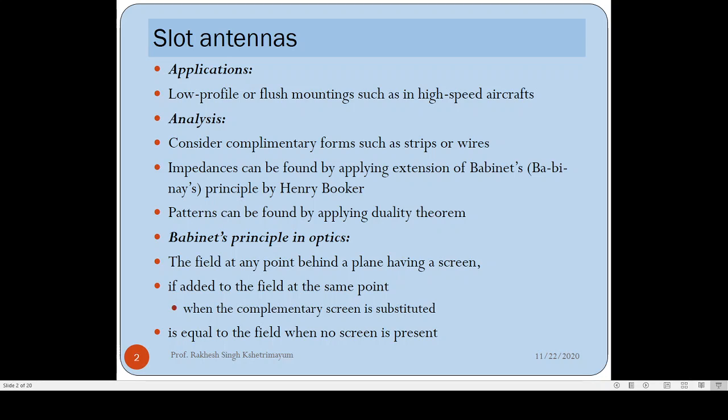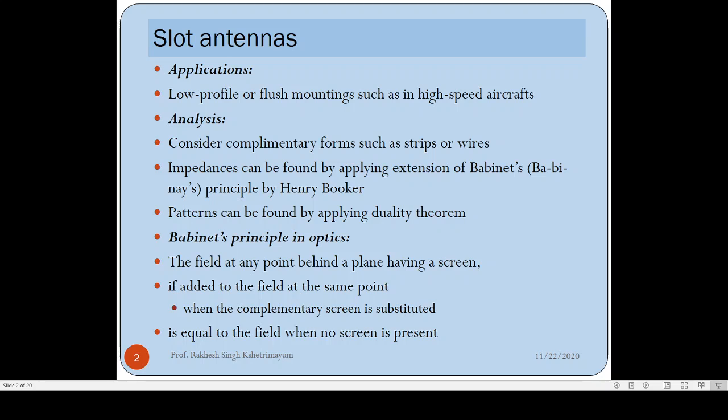So in this class we'll discuss slot antennas. First, let us consider what the possible applications for slot antennas are. All slot antennas are of low profile nature, and you can use this kind of antenna for flush mounting, such as in high-speed aircraft. So the question is, how do we analyze such slot antennas?